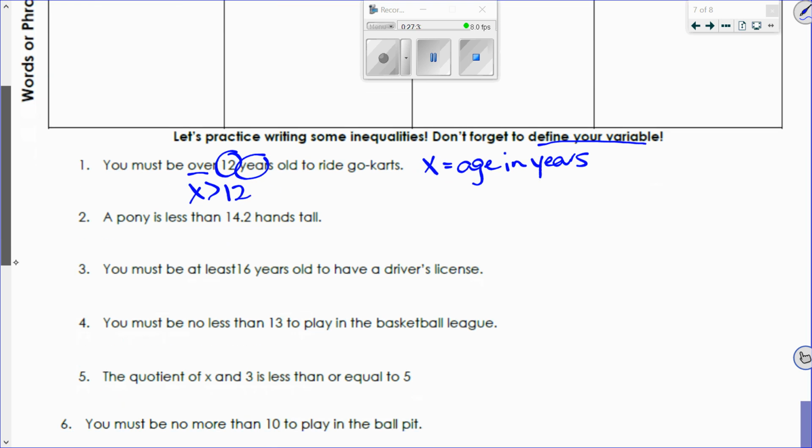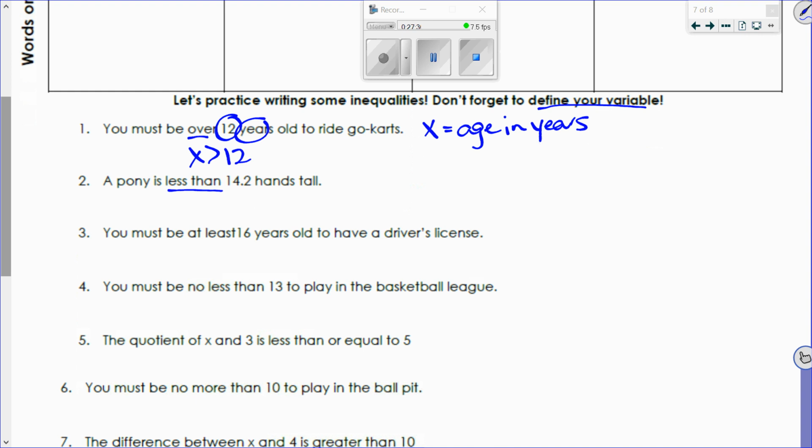Let's try another one. A pony is less than 14 2/10 hands tall. So what's changing? What's my unit of measure? Does anybody deal with horses? Hands. Hands is actually a unit of measure. So x is height in hands.